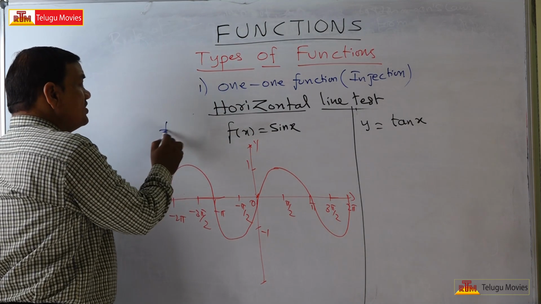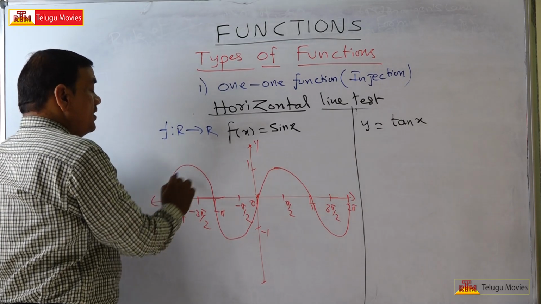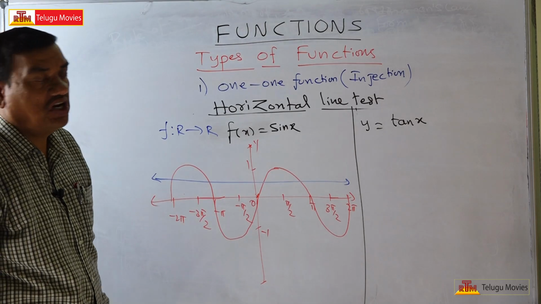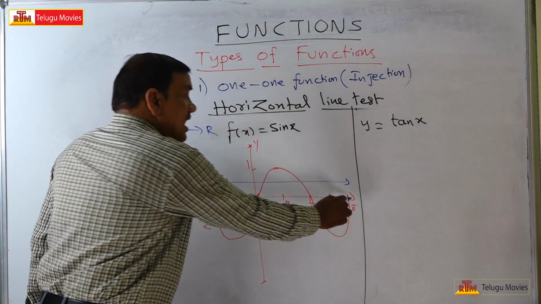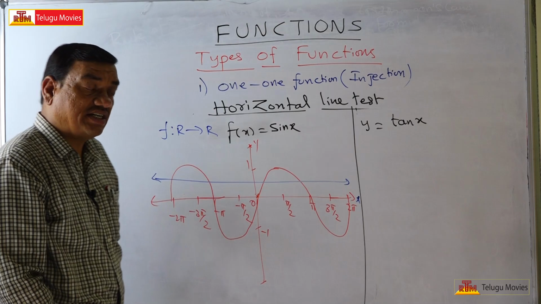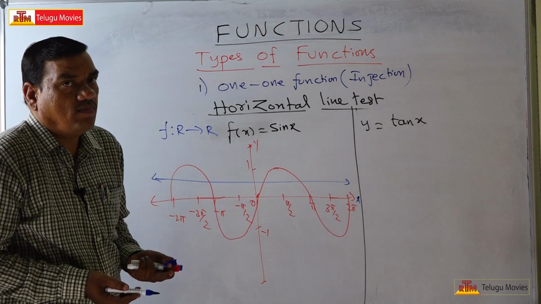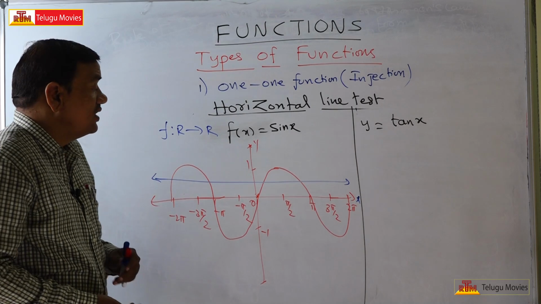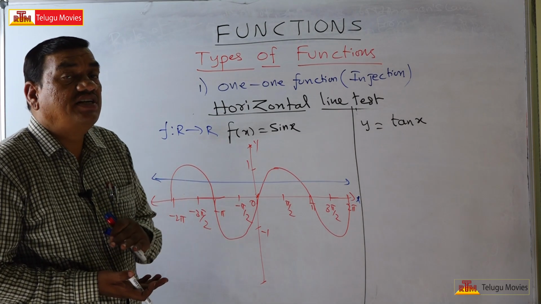Clearly, if your function domain is from R to R, it is not a 1-1 function. Why? The line parallel to the x-axis intersects the curve at more than 1 point. Therefore, it is not a 1-1 function. Okay, then how to make it a 1-1 function in some interval?